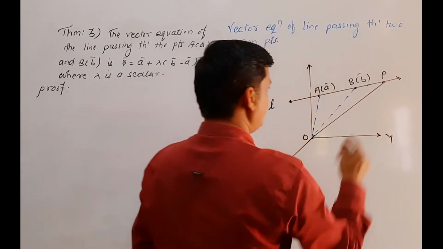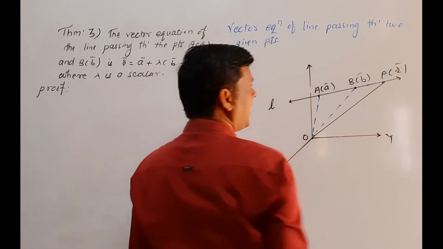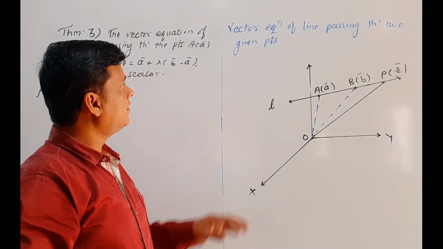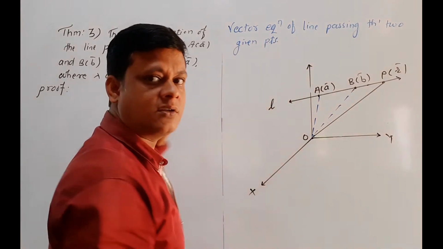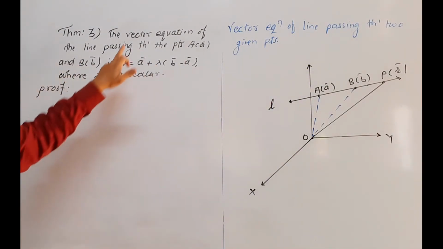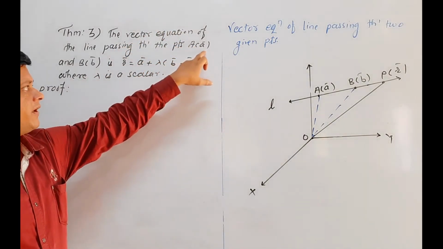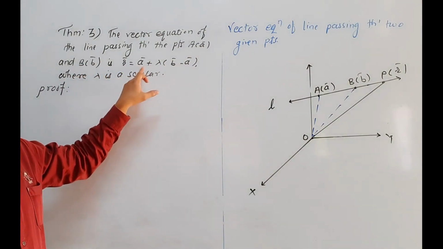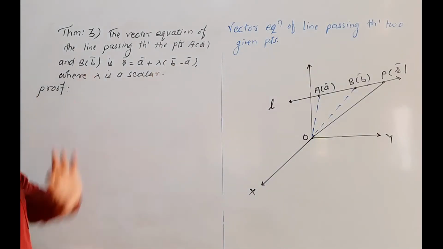So we consider the position vector of this point P with respect to origin O as R bar. So the theorem based on this is the vector equation of a line passing through two given points. Now see this statement: the vector equation of the line passing through the points A of A bar and B of B bar is R bar equals A bar plus lambda in bracket B bar minus A bar, where lambda is the scalar.